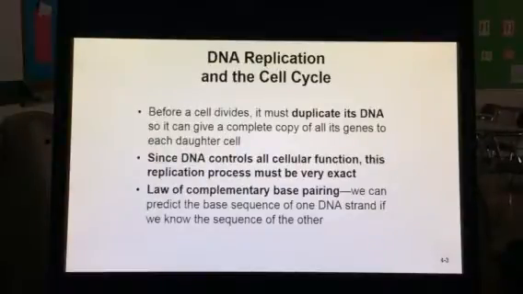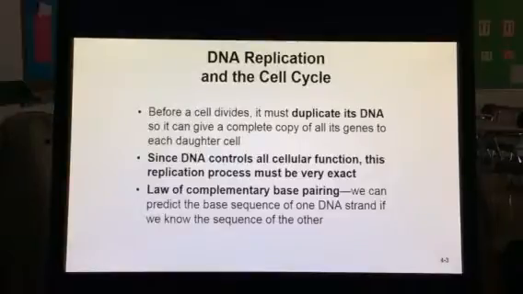In the lab lecture, we talked a little bit about cell division, and we know that when a cell divides, it has to duplicate or copy its DNA first. Once the cell divides, there's two new cells, and there needs to be enough DNA for each of those cells to have a complete copy.